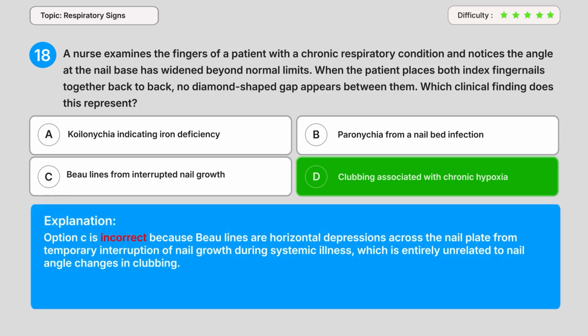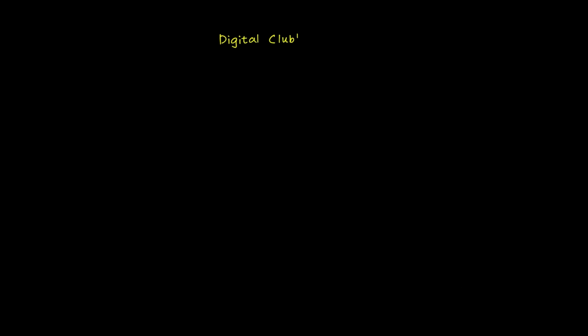Option C is incorrect because bowlines are horizontal depressions across the nail plate from temporary interruption of nail growth during systemic illness, which is entirely unrelated to nail angle changes in clubbing. This question is about a nail finding in a patient with chronic respiratory disease. The nail base angle has widened beyond normal, and when the patient places both index fingernails together back to back, there's no diamond-shaped gap between them. That's clubbing with a positive Shamroth sign.